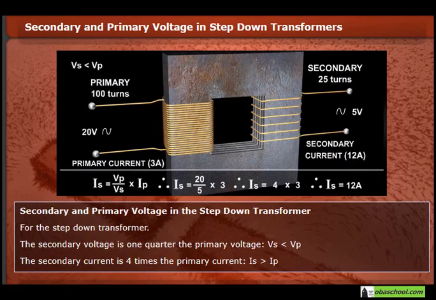For the step-down transformer, the secondary voltage is 1/4 the primary voltage. Vs is less than Vp. The secondary current is 4 times the primary current. Is is greater than Ip.